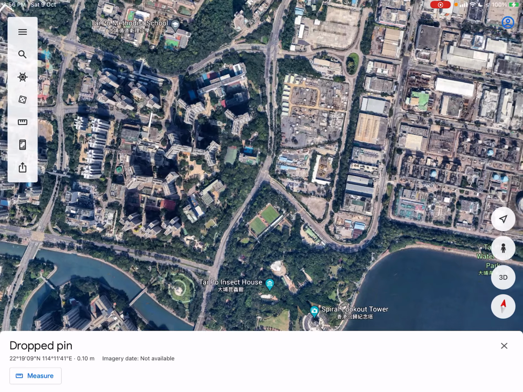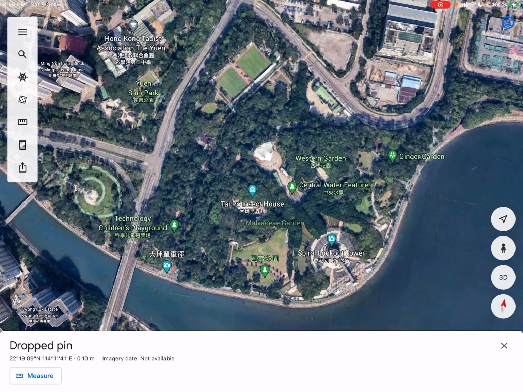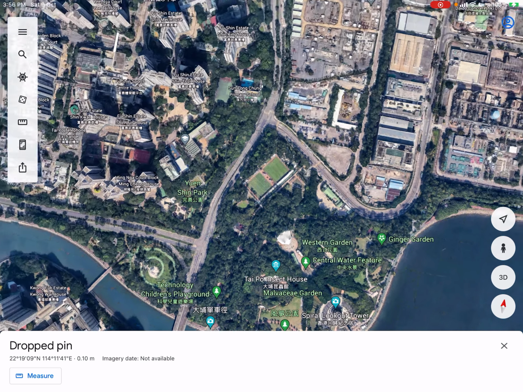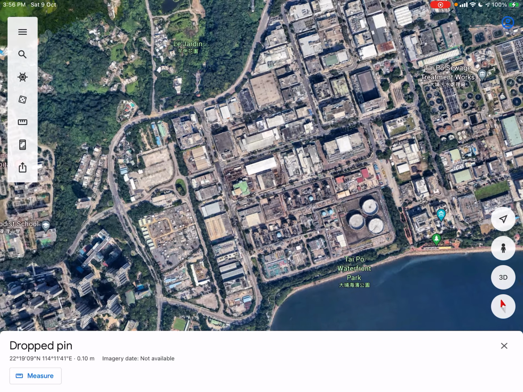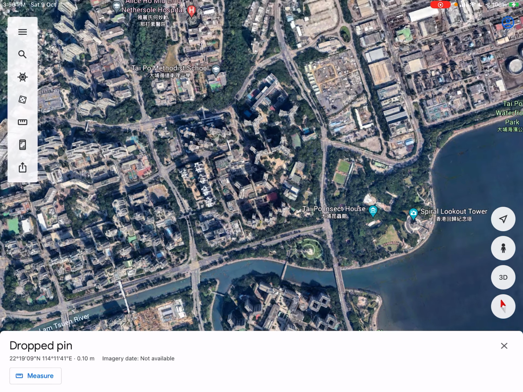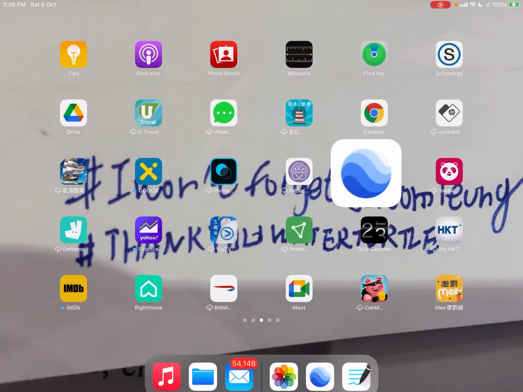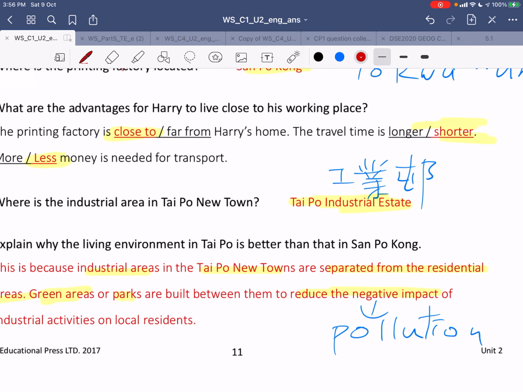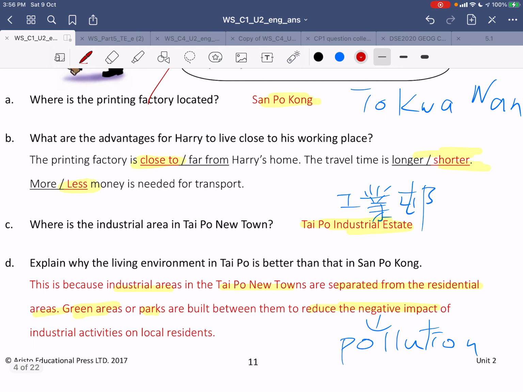In between the residential area of Tai Po and the industrial area of Tai Po, there are some parks acting like a buffer zone to reduce the problems caused by the industrial area. The pollution will not directly affect the residential area of Tai Po. So that's how it works for the industrial estates. Although it's quite near to the residential area, it's not going to affect it that much, like the one in Tsuen Wan. So that's how they work.